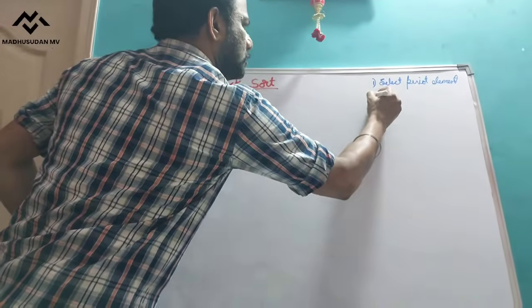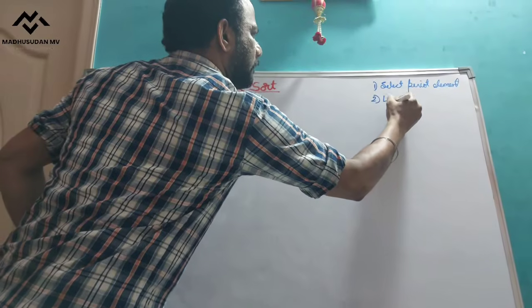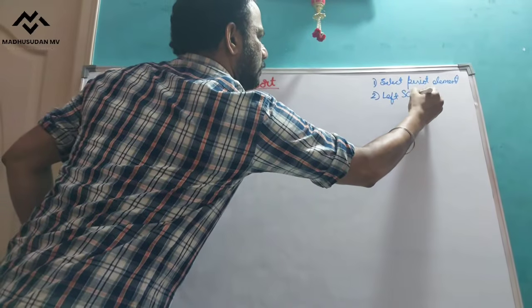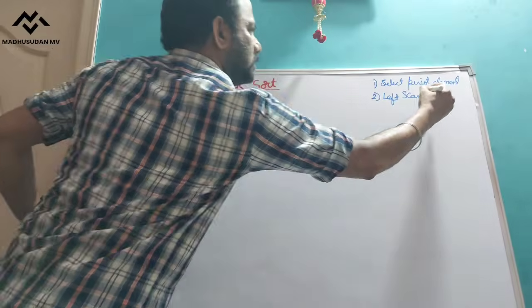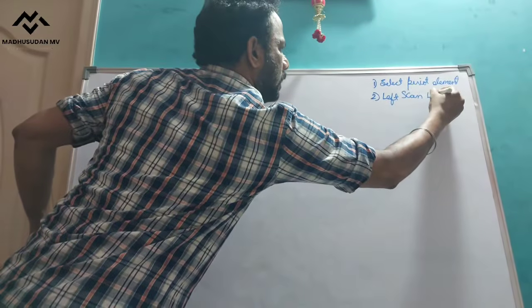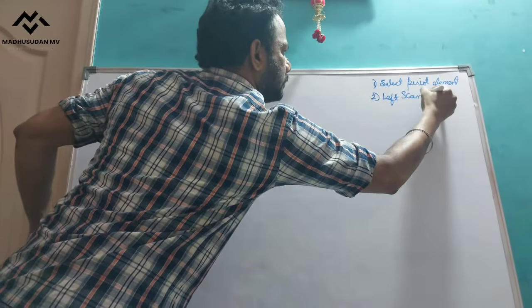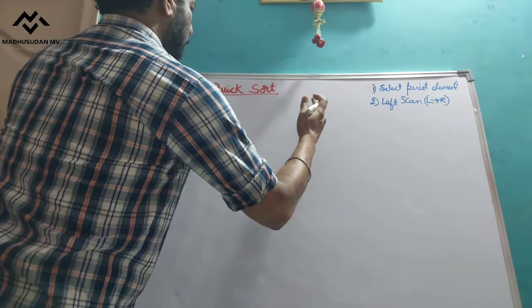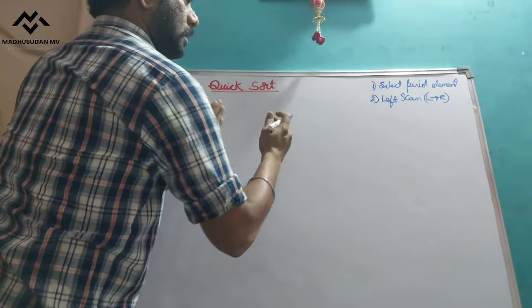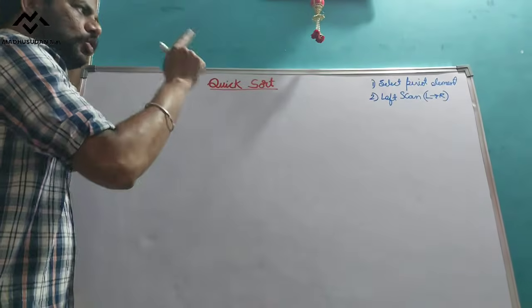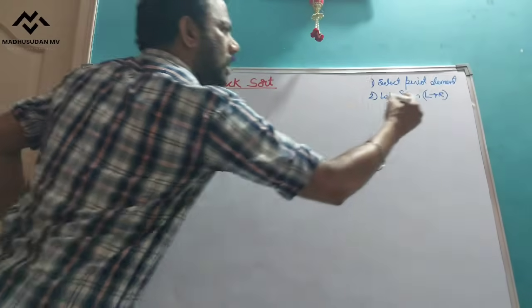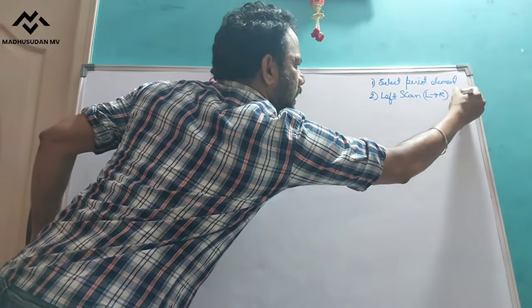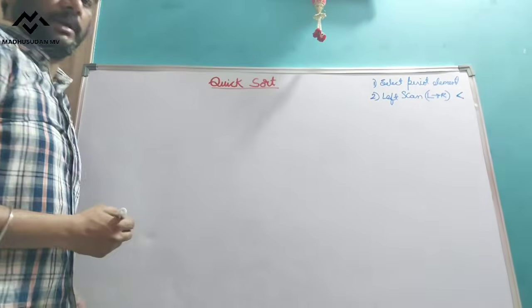Second step, we do a left scan. That means we are moving from left to right. Suppose this is the given array, from left side to right side we are moving. That is the left scan. During the left scan, we are looking for lesser elements.